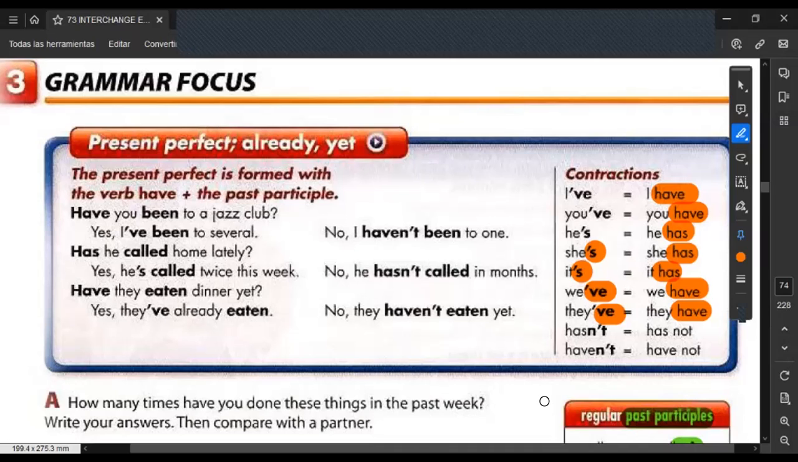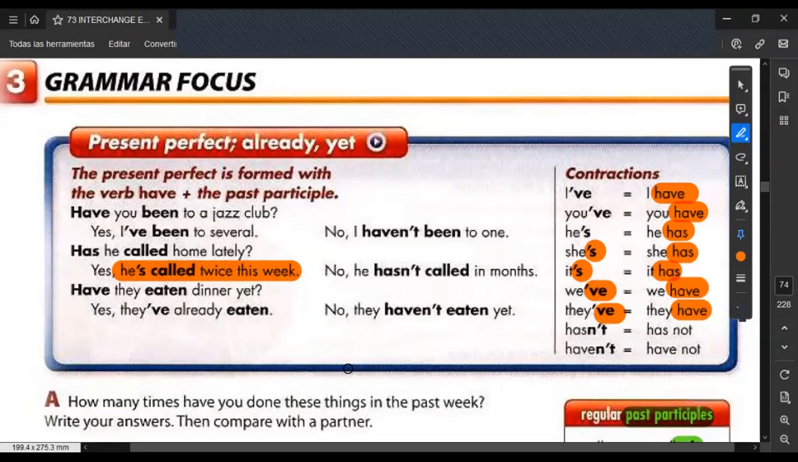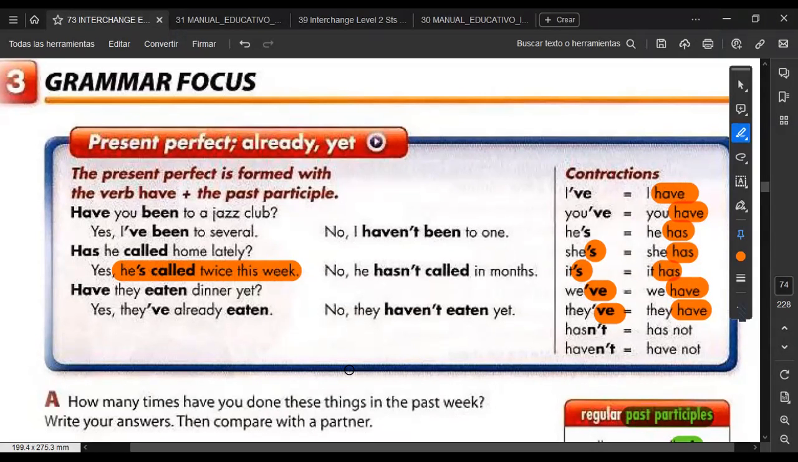Sí, porque se parecen a las contracciones de he is. Tenemos que notar la diferencia en el has. Vea este ejemplo: He's called twice this week. ¿Qué podría ser ese he's? Podría ser is. Tendría sentido si dice, él es llamado dos veces esta semana. No, ¿verdad? Entonces, la diferencia la hace el contexto.